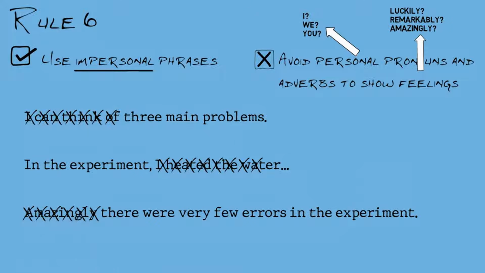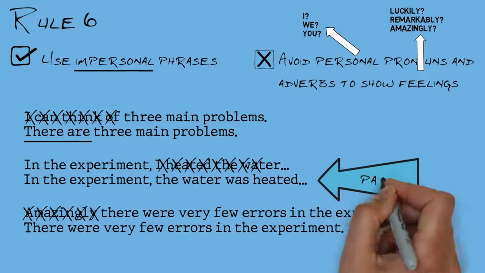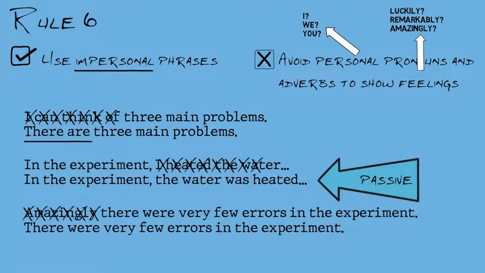It's very common in academic writing to use phrases like there is, or there are, or it is, as in this first example. Avoiding personal pronouns by using passive voice is also very common. The water was heated. And in the case of the adverb amazingly, we can just delete that.